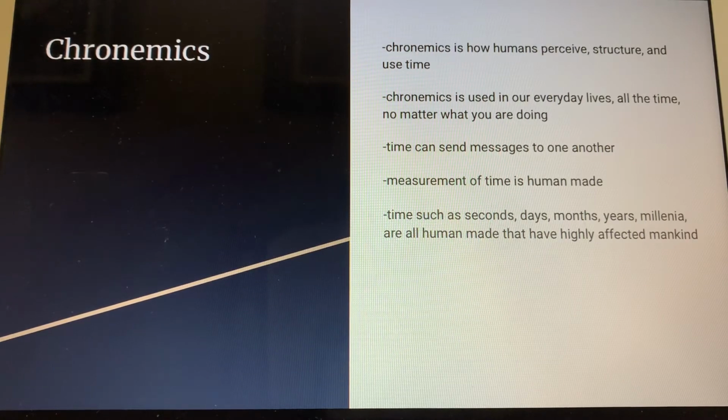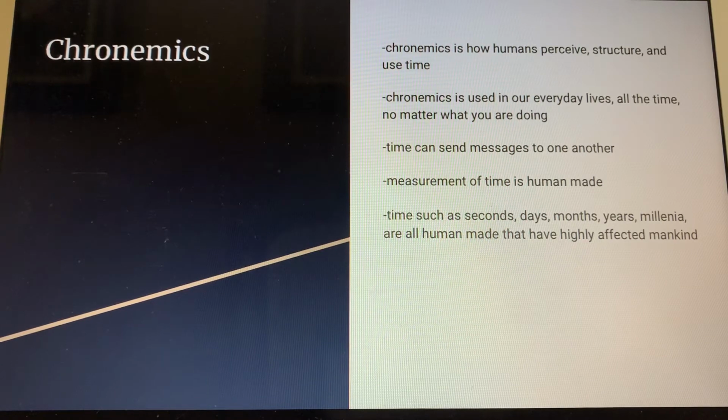So let's say you're late to someplace, that can send a message that you don't care about the place you're going to. Or if you're early, you do care. Measurement of time is human-made. So time is just a social construct that humans made. Time such as seconds, days, months, years, millennia are all human-made that have highly affected mankind and how we live as a human species.